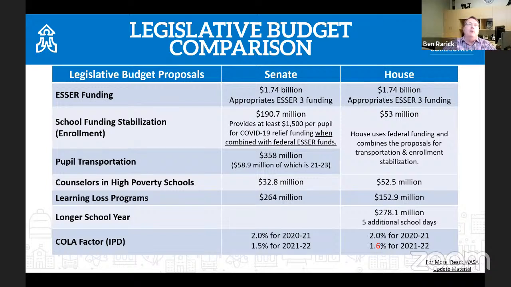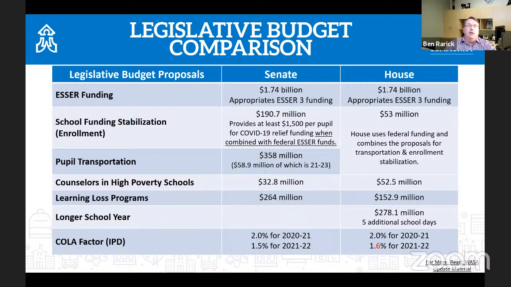Remember, in ESSER, the vast majority of the money was directly allocated to school districts, or made available for claims to school districts, but some of it was allocated to the agency to create grant programs. And one of the grant programs will be centered on learning loss.